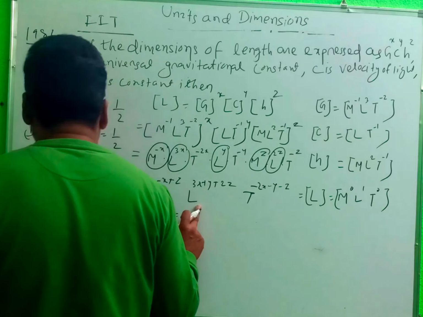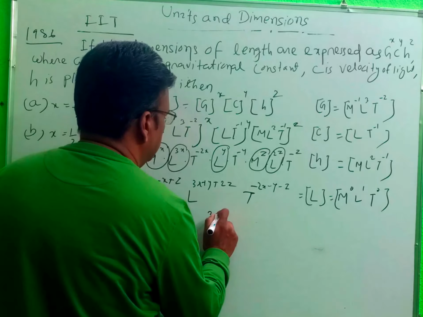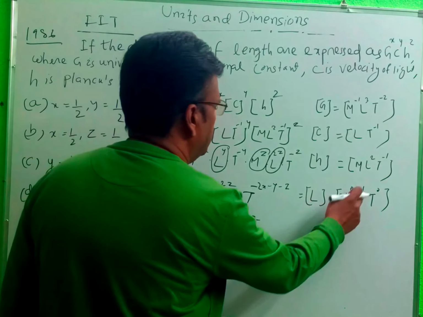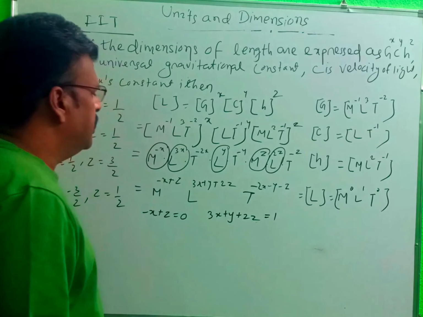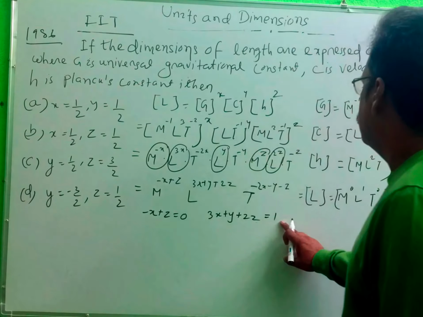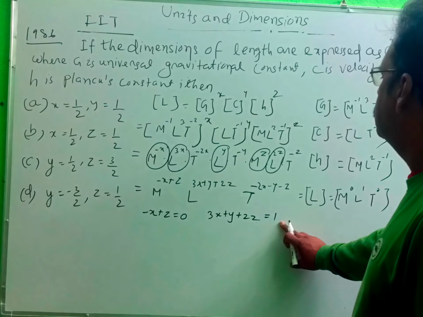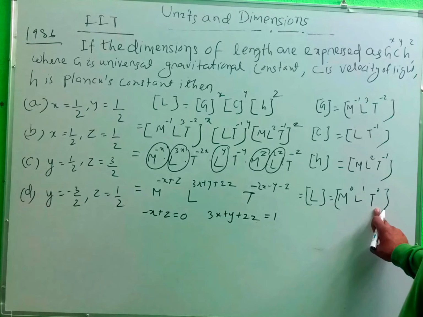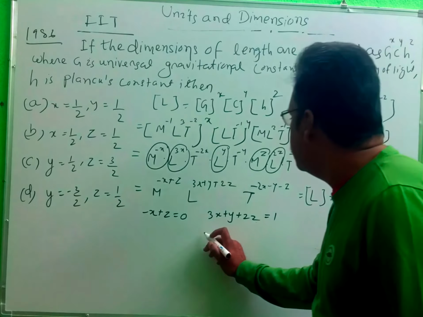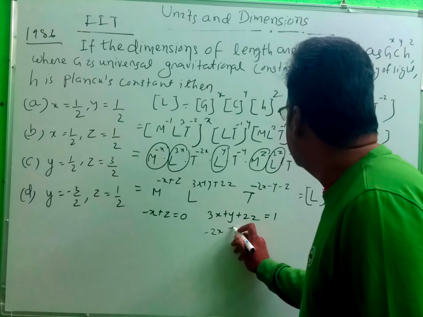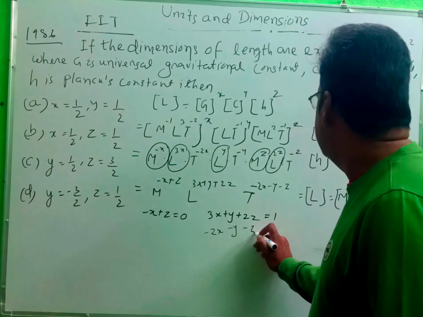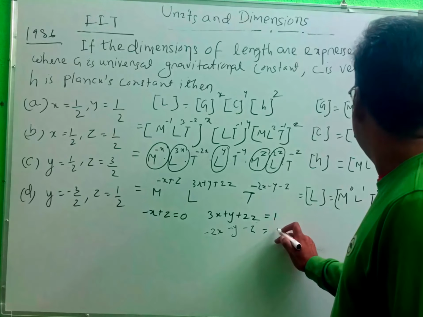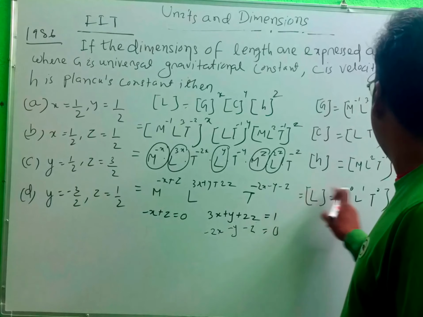And what is the exponent of L here? That is 3x plus y plus 2z. And what is the exponent of length here? That is 1. So we will write 3x plus y plus 2z is equal to 1. Okay, student? And this is minus 2x minus y minus z is the exponent of time. The exponent of time here is 0. So we write minus 2x minus y minus z is equal to what? 0. The exponent of time is 0 here.